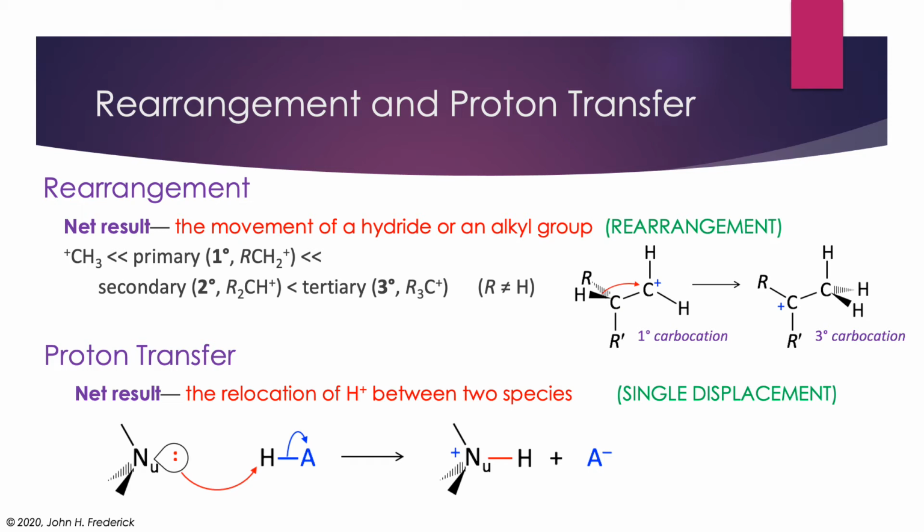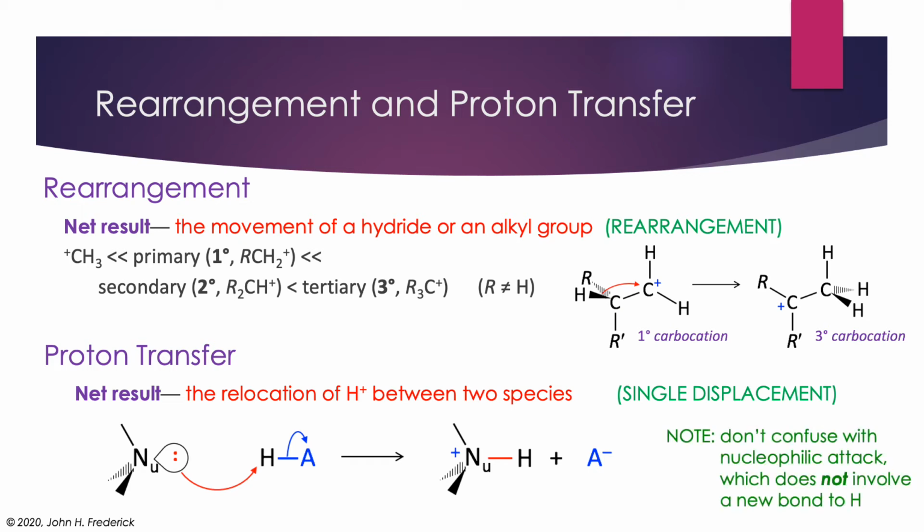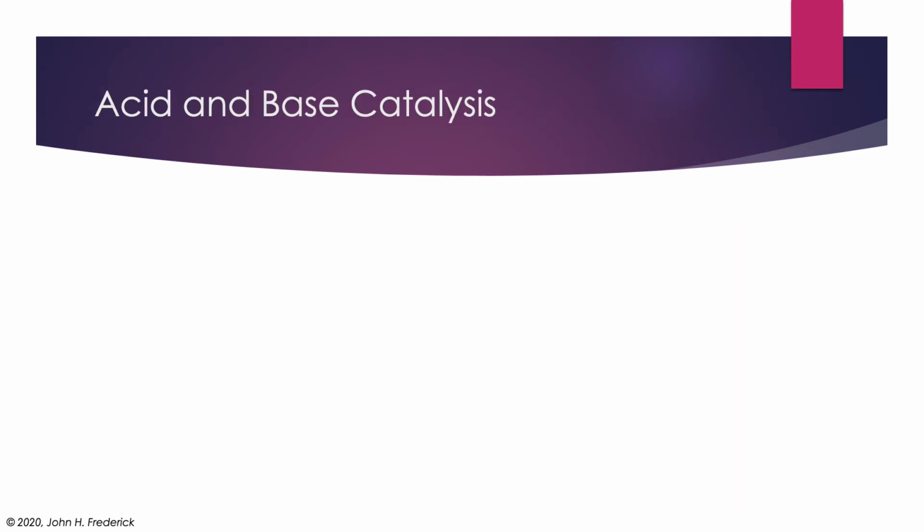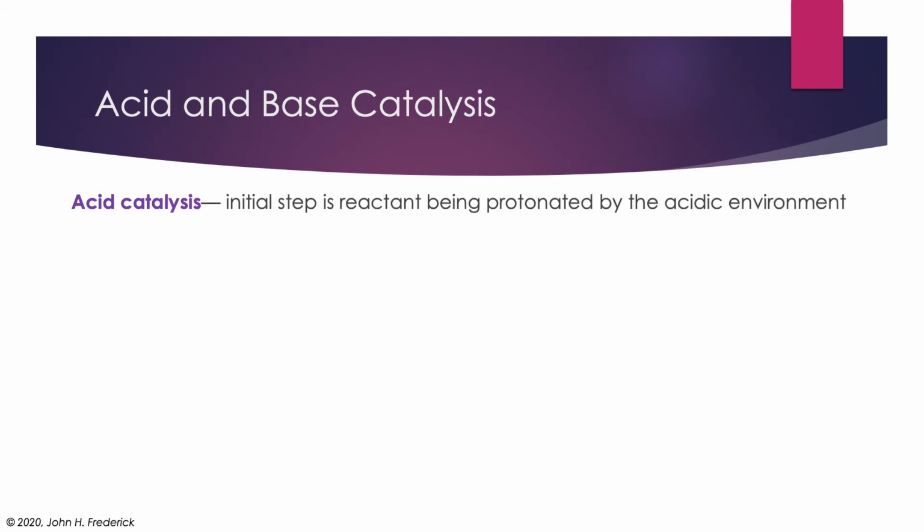Now, this looks a lot like nucleophilic attack, but I want to warn you, don't confuse it with nucleophilic attack, because in nucleophilic attack, we always create a new bond between two heavier atoms, like carbon and carbon, or carbon and nitrogen, or carbon and oxygen. In proton transfer, we're always creating a new bond to hydrogen. So that's a way that you can distinguish these two from one another. Now, this actually has an important role in acid and base catalysis. So for example, in acid catalysis, the initial step is a reactant being protonated by the acidic environment.